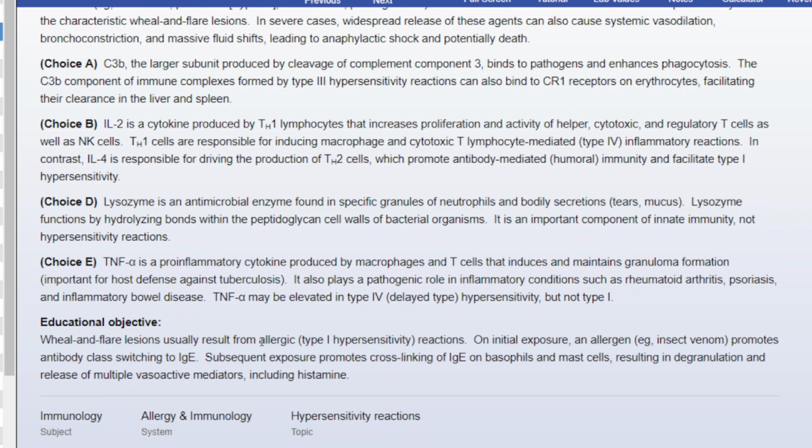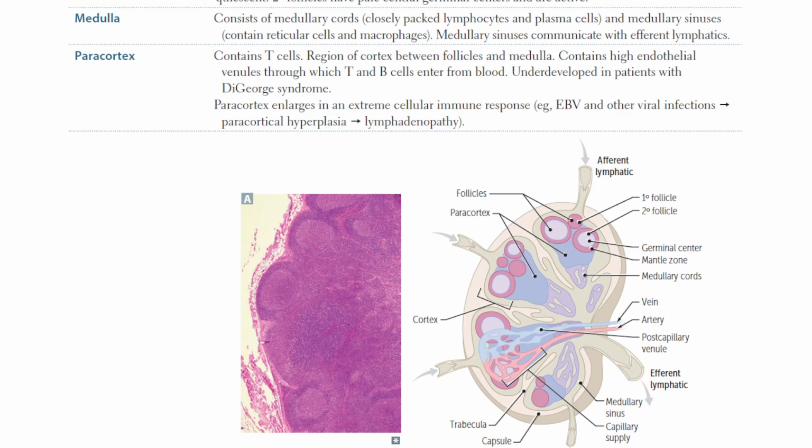The wheal and flare lesions usually result from an allergic type 1 hypersensitivity reaction on initial exposure to the antigen. For example, insect venom promotes antibody class switching to immunoglobulin E. Subsequent exposure promotes cross-linking of immunoglobulin E on basophils and mast cells, resulting in degranulation and release of multiple vasoactive mediators, including histamine.